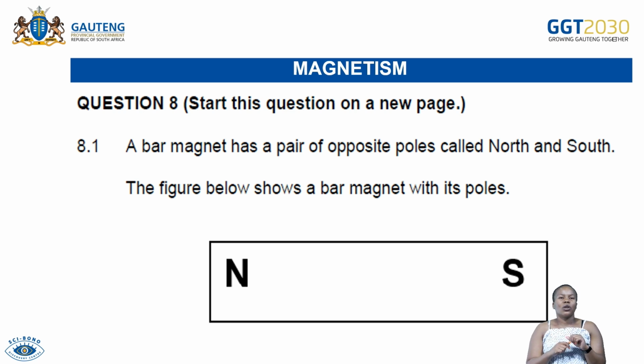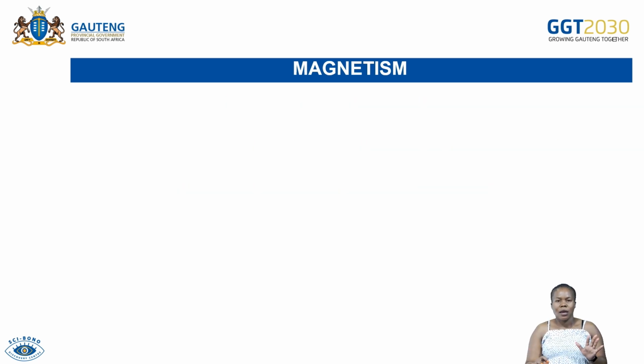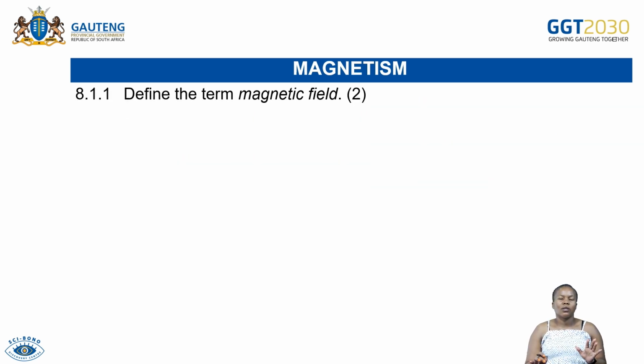Now let's look at the long questions. We're going to start off with the magnetism long questions. This is taken from question 8. We're going to start with question 8.1. They say a bar magnet has a pair of opposite poles called north and south. The figure below shows a bar magnet with its poles, so we can see this north as well as the south. Right, let's dive into the question.